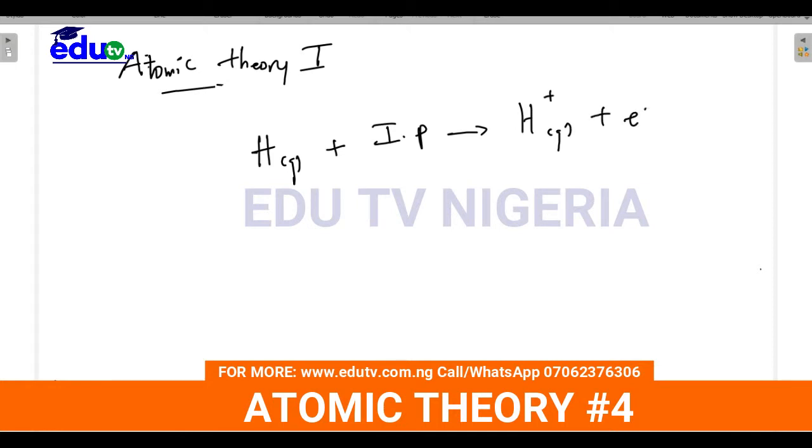Gas plus electron, just that means if an electron, let's pick aluminium for example. Aluminium.